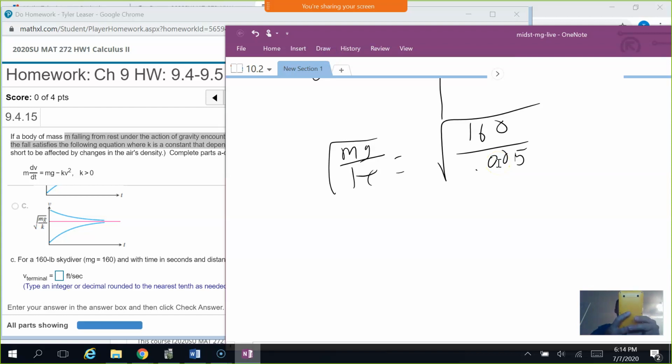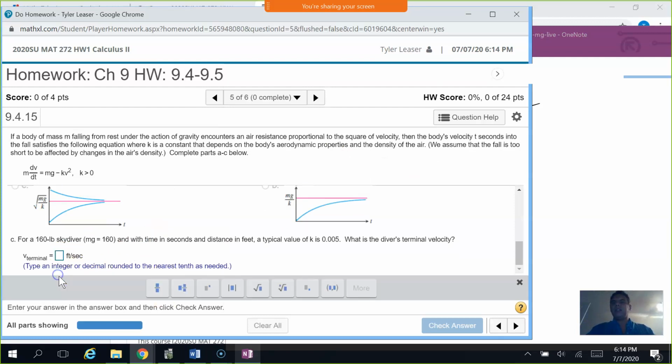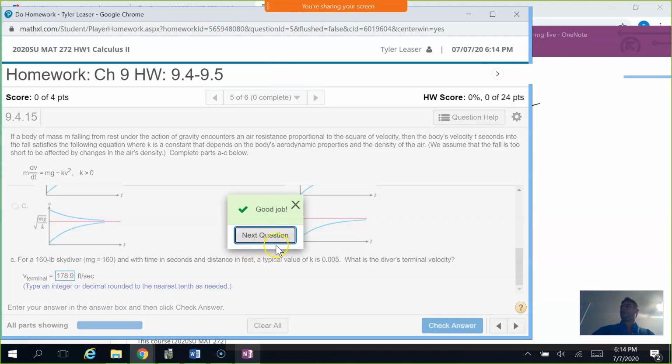I got one here, if I typed it in the right way. And then they want the nearest tenth. I got 178.9. Yay!